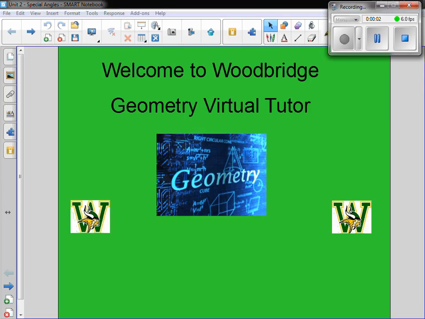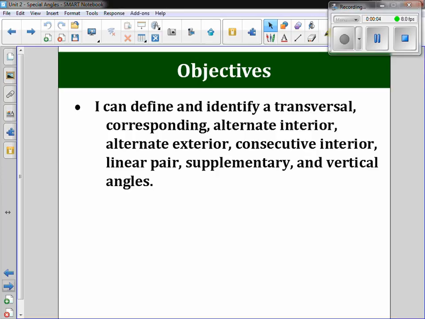This lesson today is going to be on defining and identifying a transversal, corresponding, alternate interior, alternate exterior, consecutive interior, linear pair, supplementary, and vertical angles.